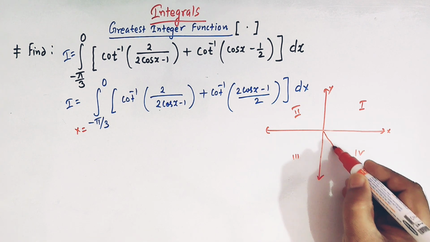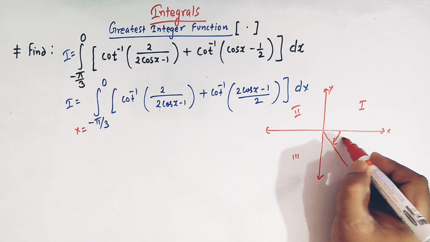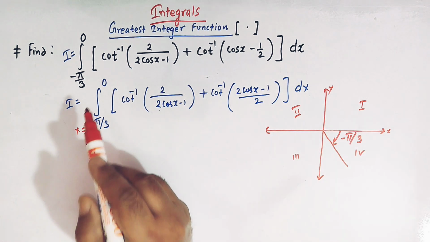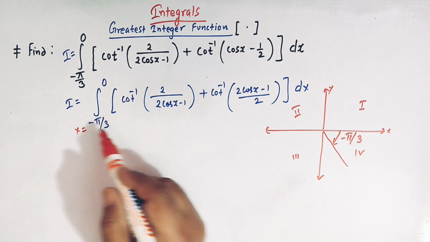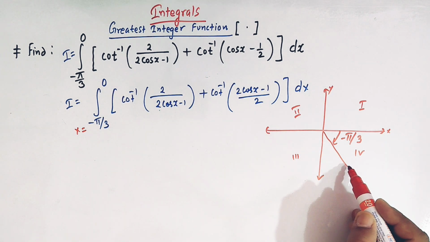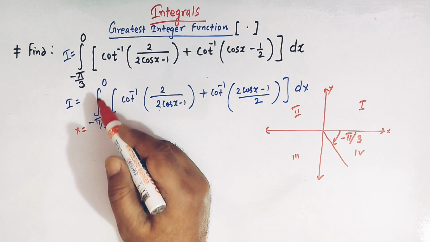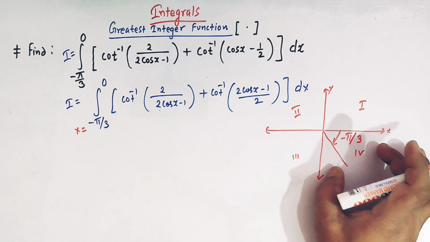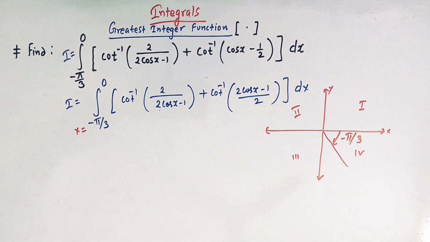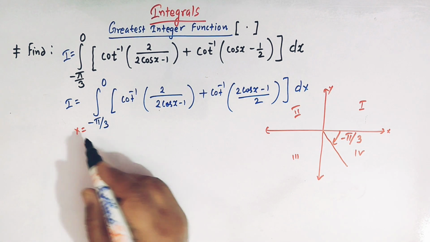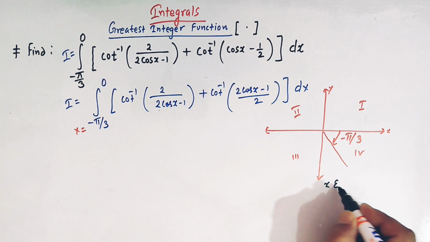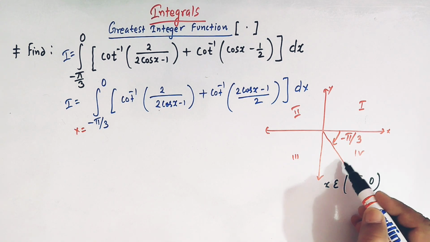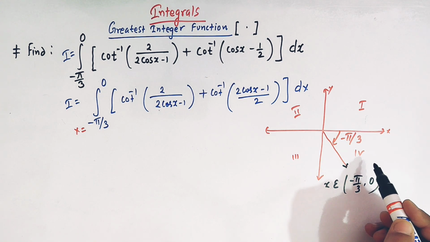Suppose this angle is minus pi by 3, so we have to integrate this function from minus pi by 3 to 0. When we go from minus pi by 3 to 0, it implies that we are residing in the fourth quadrant. So x varies from minus pi by 3 to 0, which means we are in the fourth quadrant.